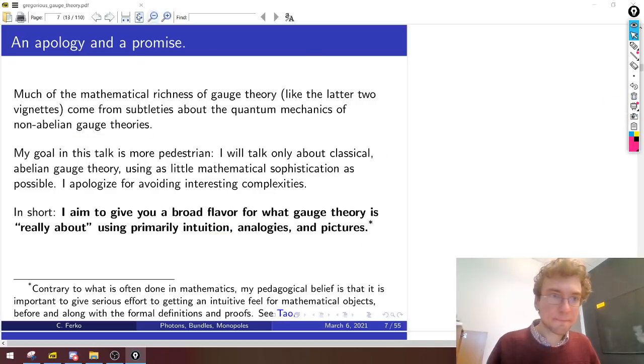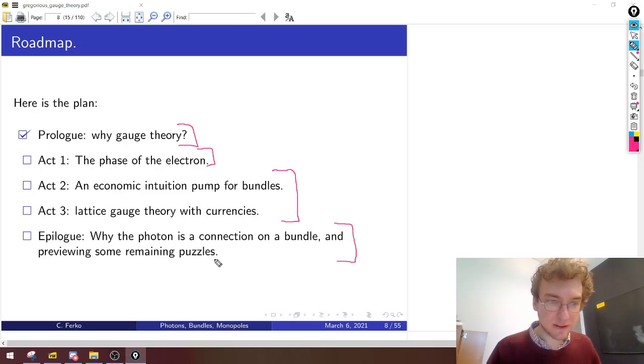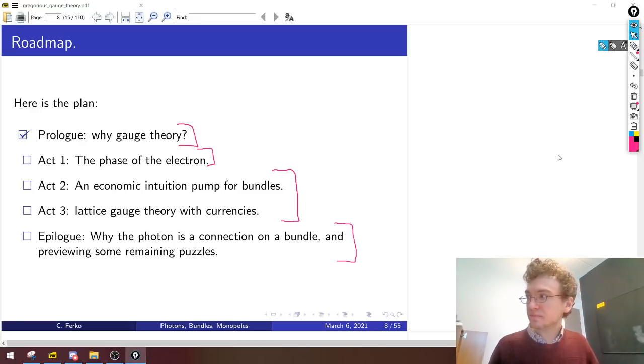So that's what I'm going to do, and here's the roadmap. The first part of the talk we just finished, that was the prologue: what is gauge theory, why gauge theory. Next I'm going to motivate gauge theory from a physical perspective, the phase of the electron. Then the majority of the talk will be developing a little intuition pump, an economic analogy, if you will, for what bundles are. And then I'll conclude with a little bit about electromagnetism and then some remaining puzzles that we could discuss in future sessions if you like.